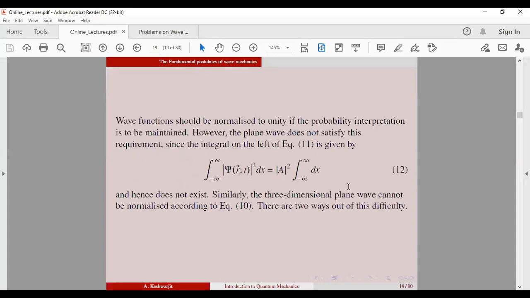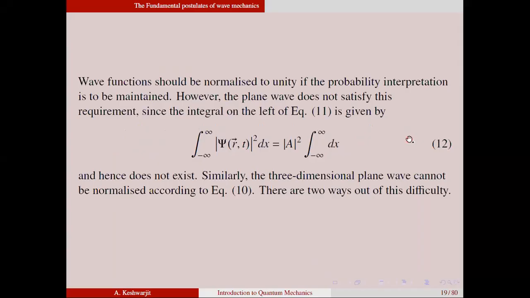Next up, let me use the annotation. Wave functions should be normalized to unity if the probability interpretation is to be maintained. Let me make it full screen. So I repeat, wave functions should be normalized to unity if the probability interpretation is to be maintained. However, the plane wave does not satisfy this requirement.